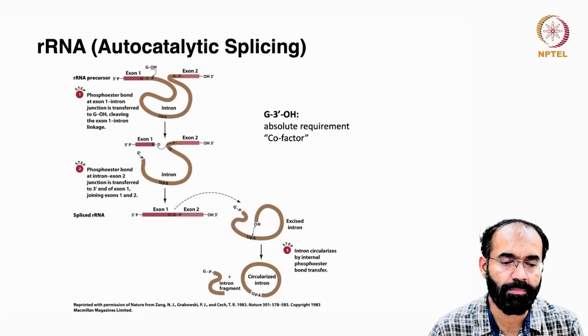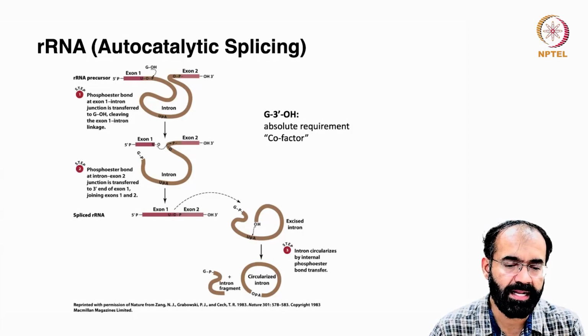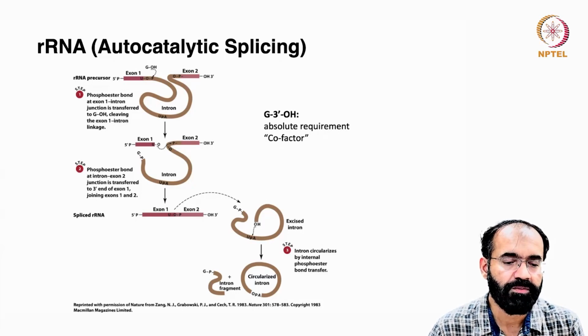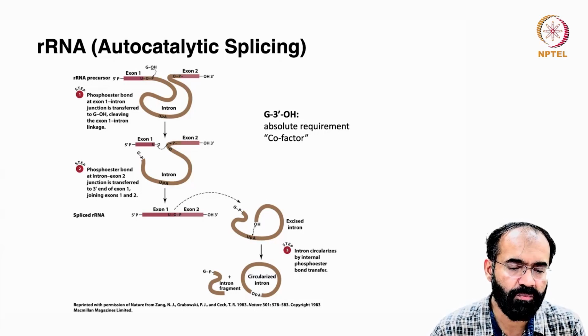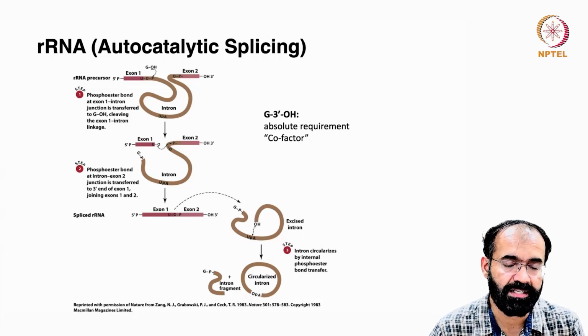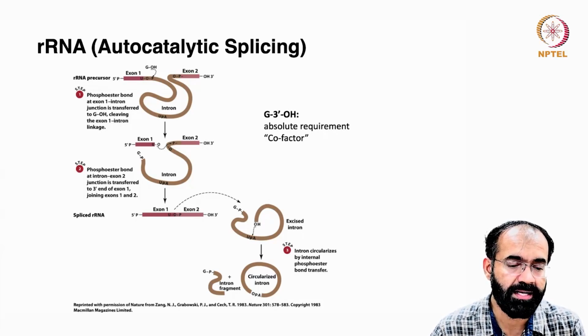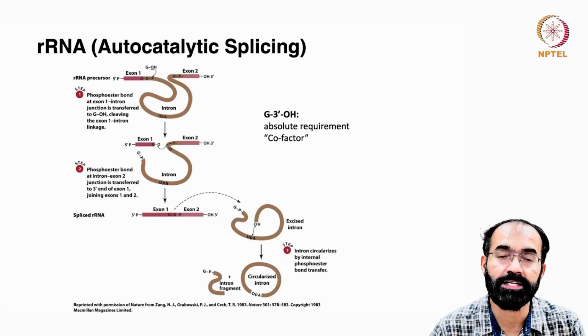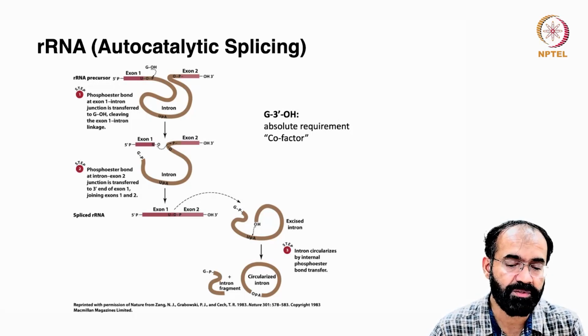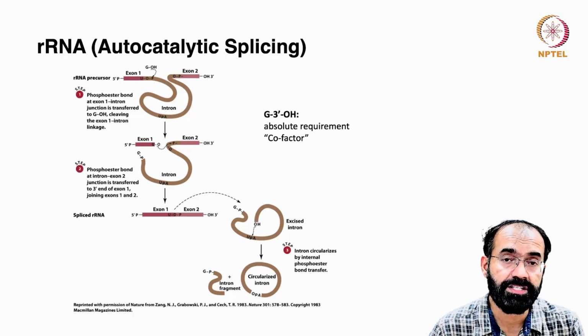You have a ribosomal RNA precursor with an exon, a huge intron, and then exon 2. The phosphodiester bond at the exon 1 and intron 1 junction, the first exon-intron boundary, is transferred to the G-OH, cleaving the exon 1 intron 1 linkage. You can see here an extra G comes into the picture and transfers the bond, and this G 3' OH is an absolute requirement for this autocatalytic nature.